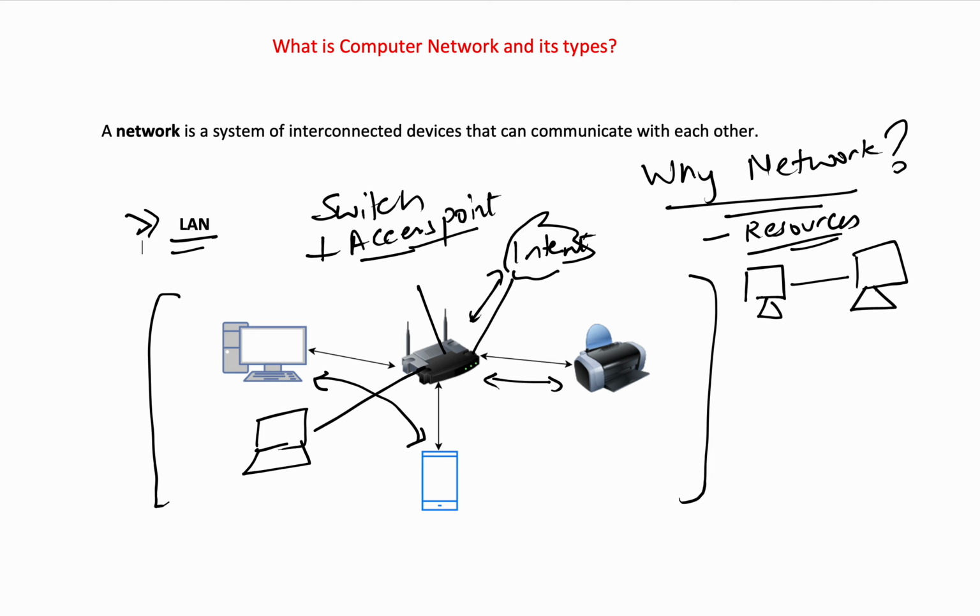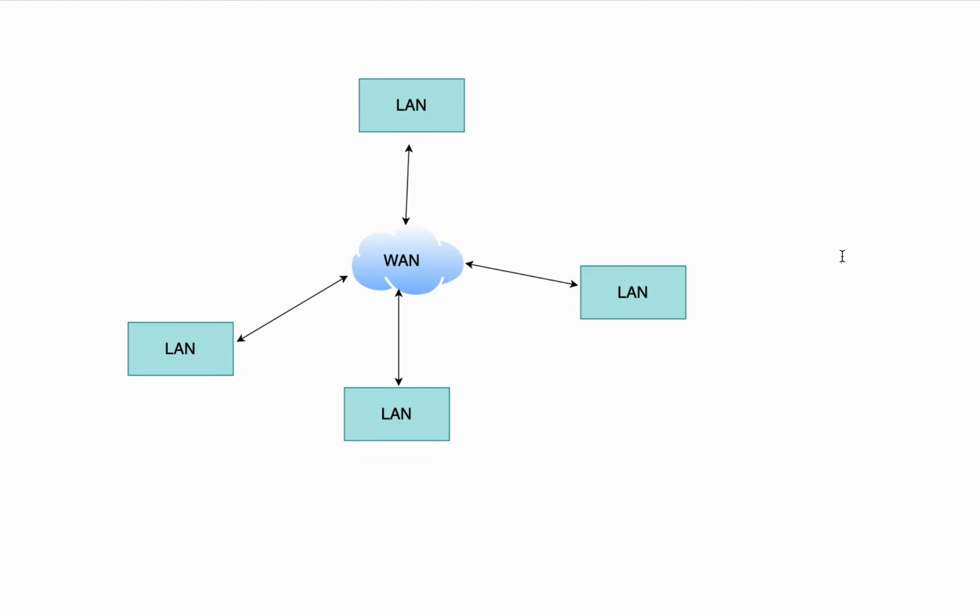Now we'll discuss what a wide area network is. A wide area network is basically a club of a lot of local area networks. When a lot of local area networks come together, it becomes a wide area network. You can also say that it is a network that spans a large geographic area, often connecting multiple smaller networks, right?